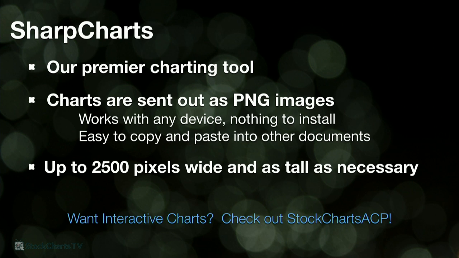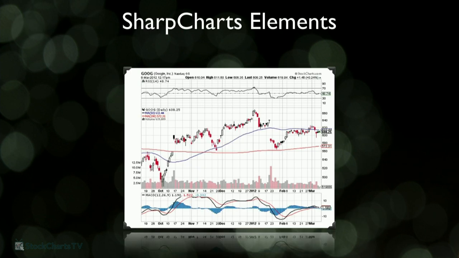Now, we have two charting platforms. We have SharpCharts, which is our old legacy system, which is still great and wonderful. That's what we're going to be talking about today. But we also now have a new platform called StockCharts ACP. Not the topic of this show, but I just want you to know about it. That's the platform you use if you want your charts to fill up your entire screen and if you want interactive streaming charts. So StockCharts ACP is the thing to check out for that.